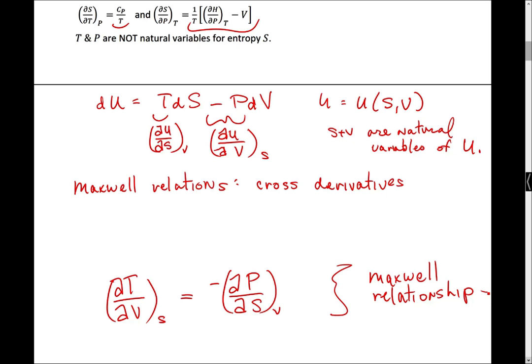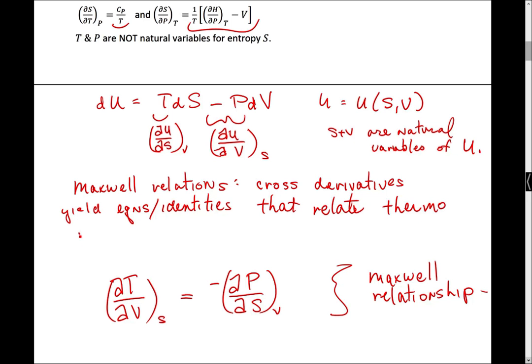So what this does is it gives us an identity that gives us an expression for a quantity that we can't directly measure in terms of something that is measurable. And that makes these powerful. So these yield equations or identities that relate thermodynamic properties to measurable thermal properties.